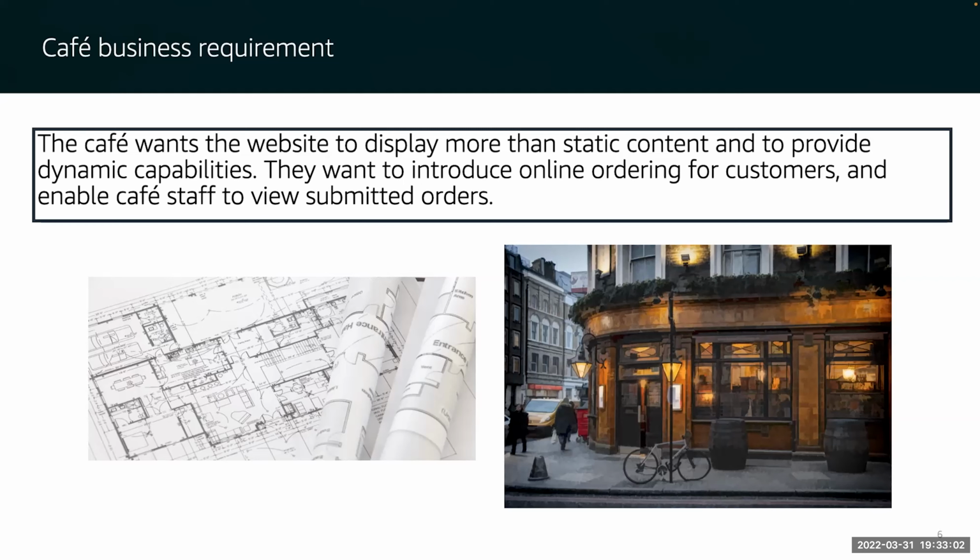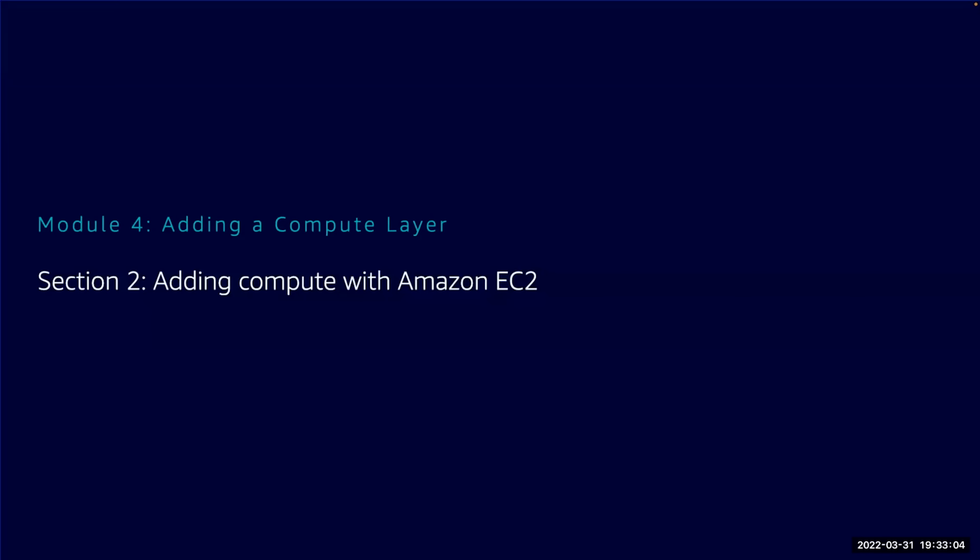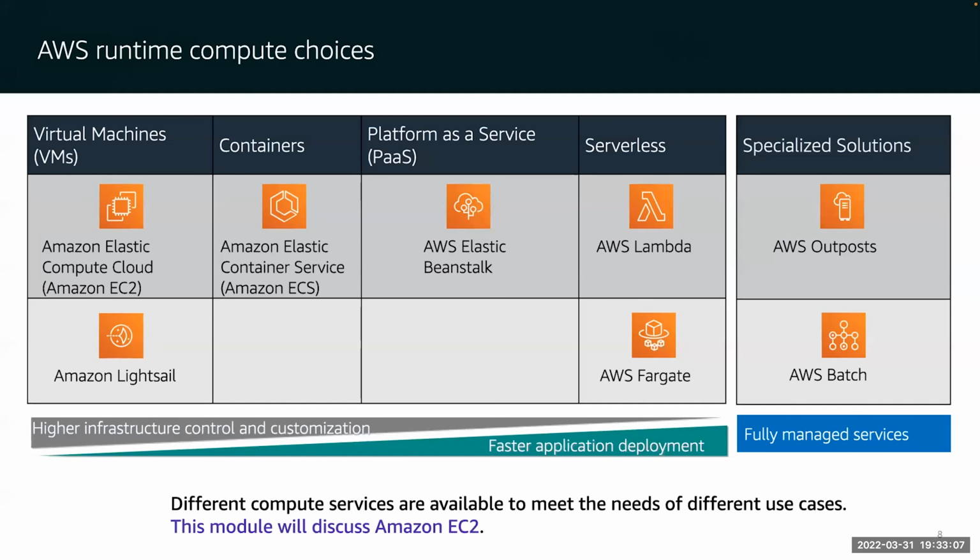Elastic File System, which is a service for network storage that we will study in this class. So the cafe wants the website to display more than static content to provide dynamic capabilities. They want to introduce online ordering for customers and enable the cafe staff to view submitted orders. So we want to add compute instances with Amazon EC2.